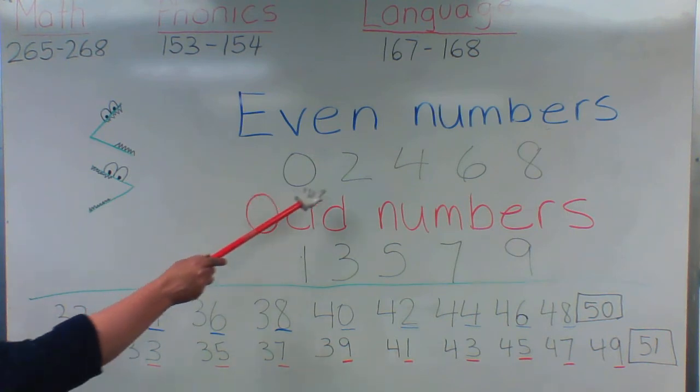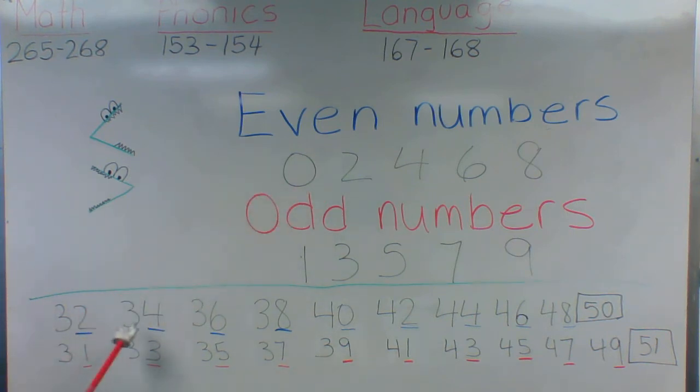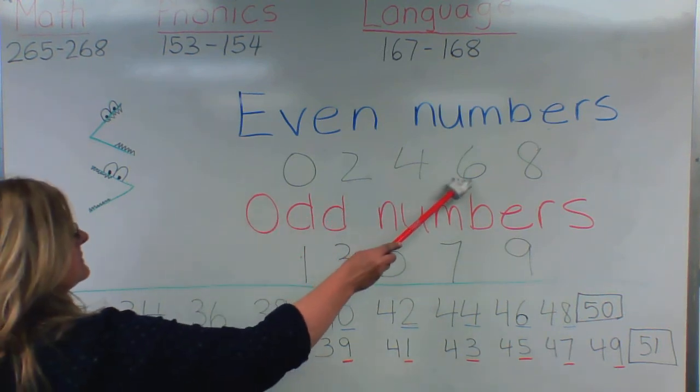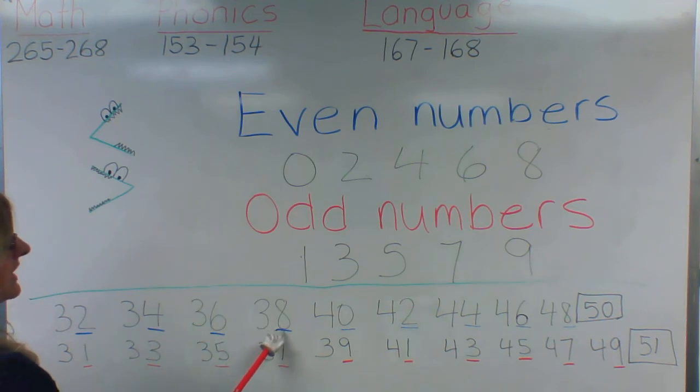32. 2 is an even number. 34. 4 is an even number. 36. 6 is an even number. 38. 8 is an even number.